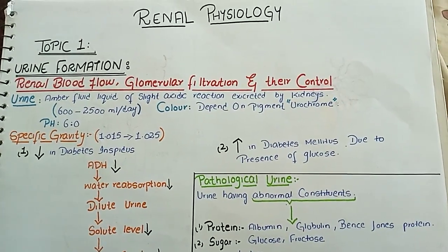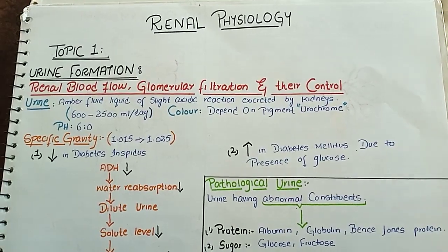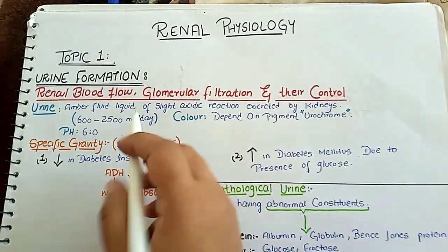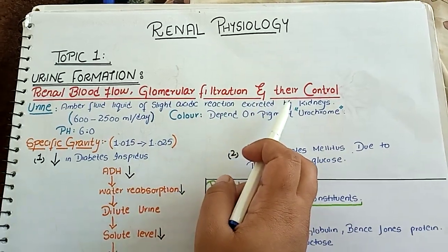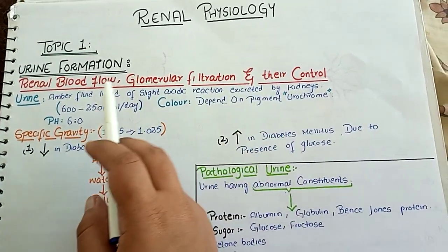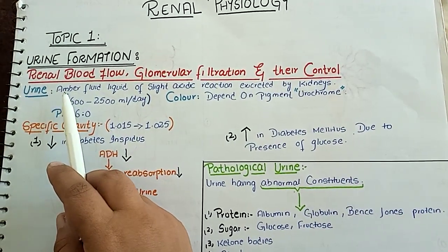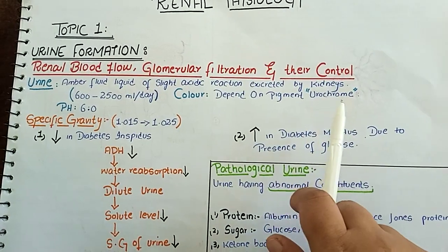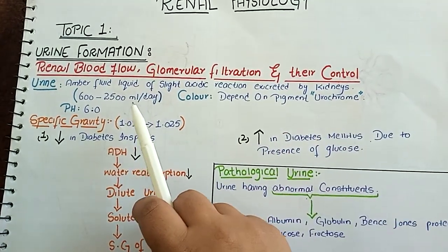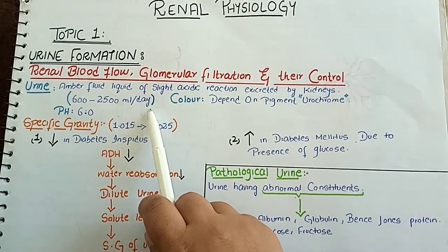So today my topic is renal physiology, and the first unit of renal physiology from Guyton is urine formation, renal blood flow, glomerular filtration, and their control. The main function of the kidney is the formation of urine. Urine is an amber liquid of slightly acidic reaction excreted by the kidneys, and the normal volume of urine is 600 to 2500 ml per day.